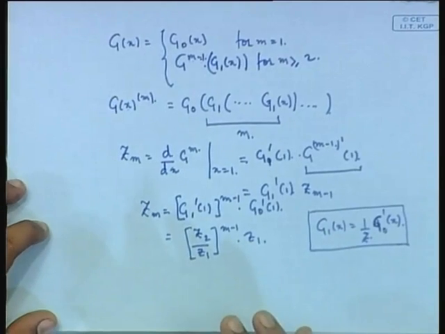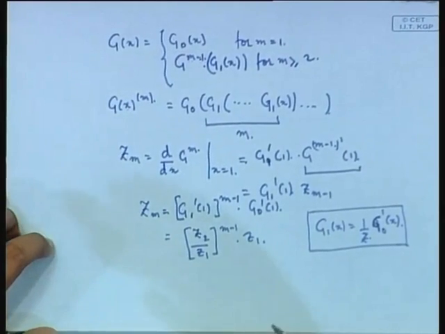Clear? Okay. So now with this Zm, what can I ask? I can ask what is the diameter. I now want to ask what is the diameter of the network. Can you tell me, using Zm, how can we find the diameter of the network?